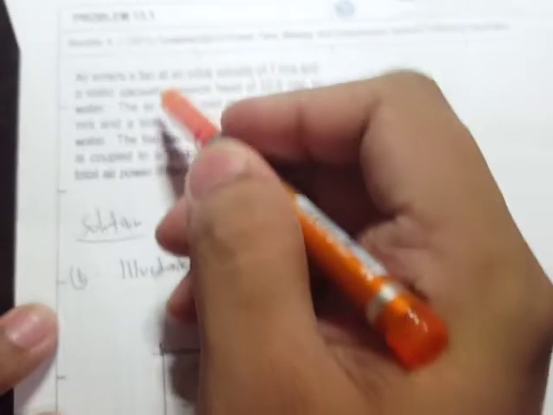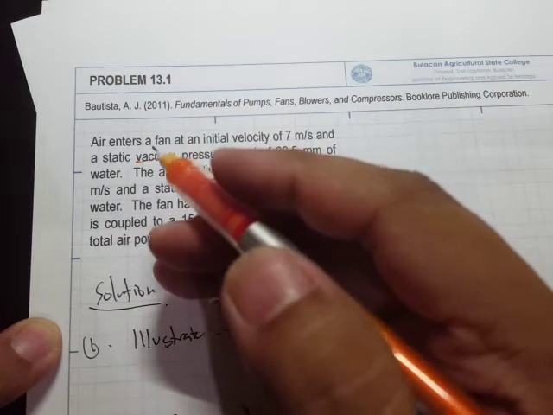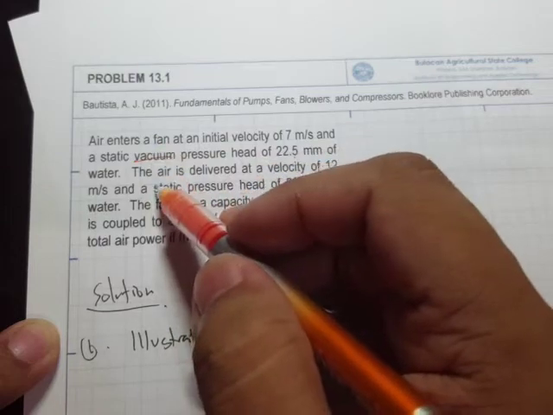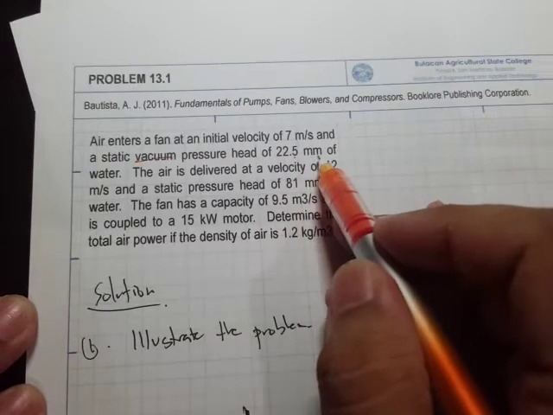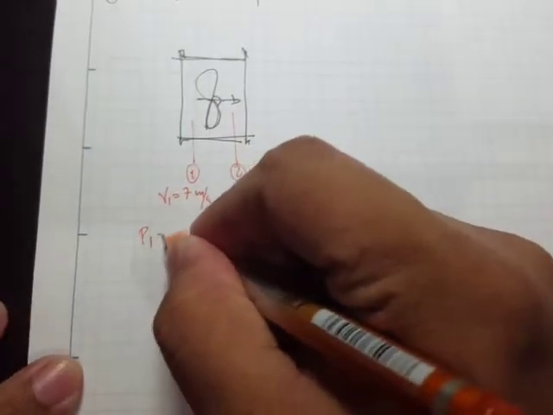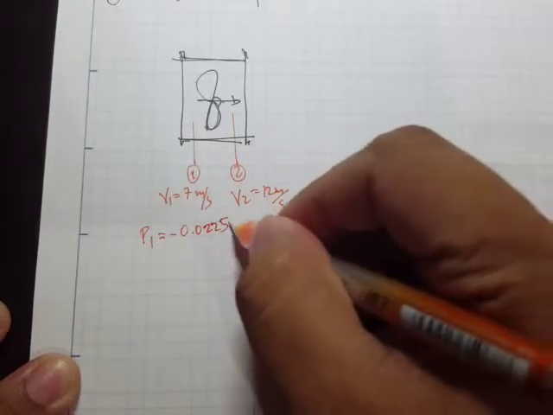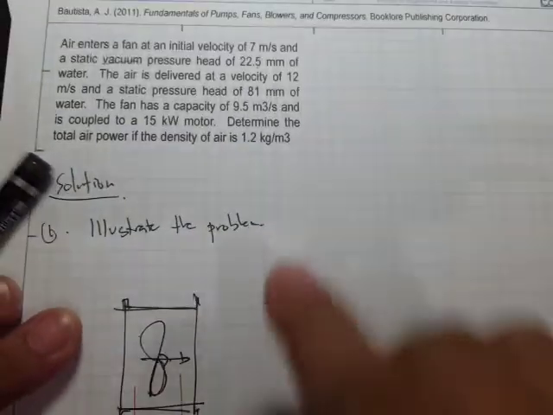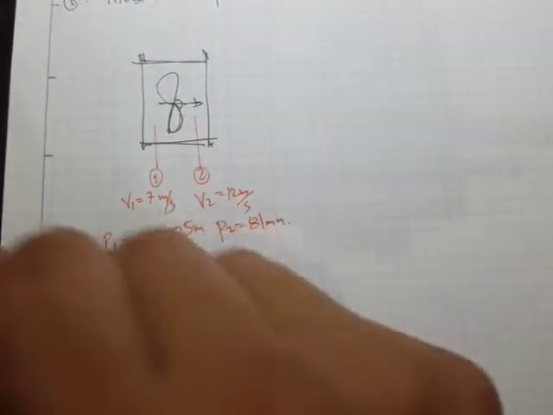So take note of this word. This is static vacuum pressure. That means from the reference of atmospheric pressure, that's going to be negative pressure. So this will be negative 22.5 millimeters. But now let's convert that to meters. What we get is P sub 1 is equal to negative 0.0225 meters. And for the pressure head at point 2, what we have is 81 millimeters.